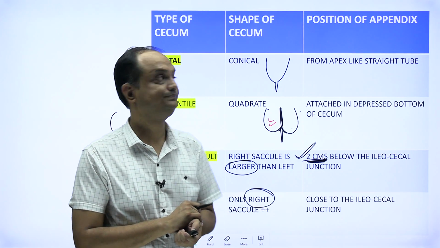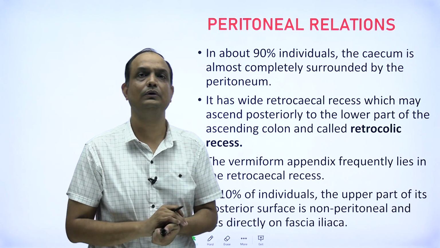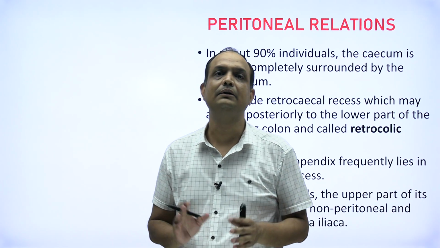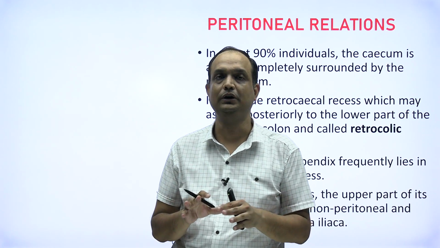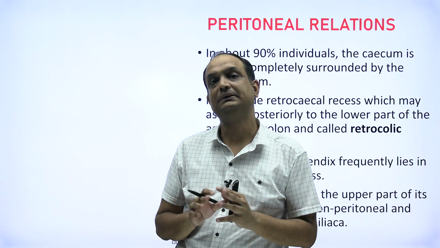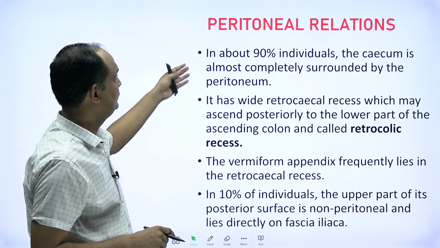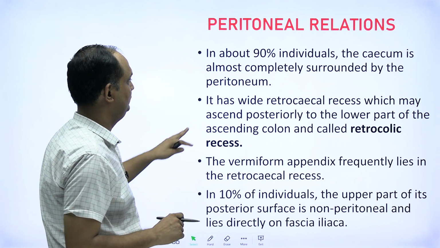Clear? So these are the 4 types of the cecum which depend upon the differentiation between the right and left saccule of the cecum. Now what are the peritoneal relations? Initially I already told you that the cecum is an intraperitoneal organ because in 90% of cases it is all around covered by the peritoneum. So it is surrounded by the peritoneum.